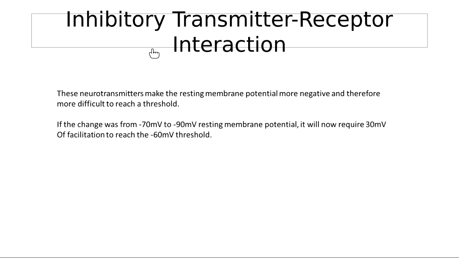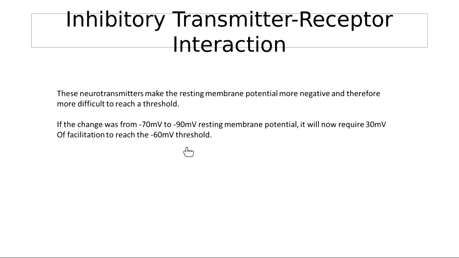Inhibitory transmitter-receptor interaction. So there are inhibitory transmitters also. A reaction which makes the resting membrane potential more negative and therefore making it more difficult to reach the threshold level. If the change was from -70 to -90 resting membrane potential, it will now require 30 millivolts of facilitation to reach the -60 millivolt threshold, whereas previously it only required 10. So it's harder to generate an impulse.